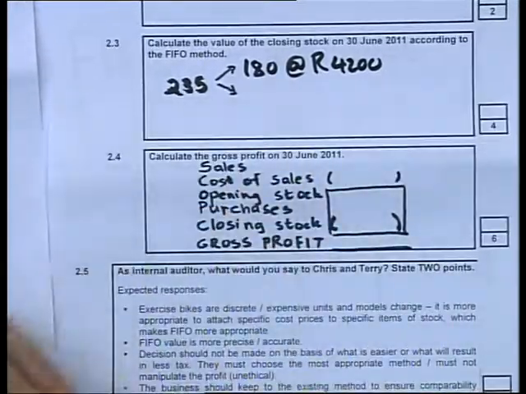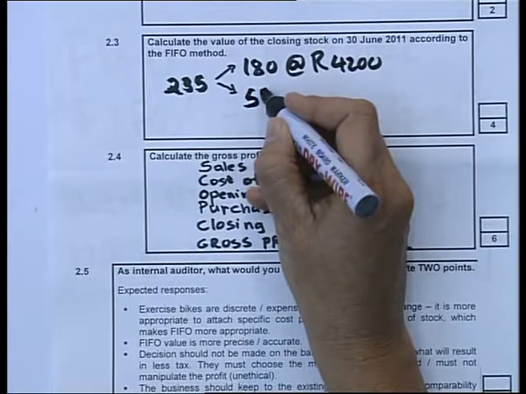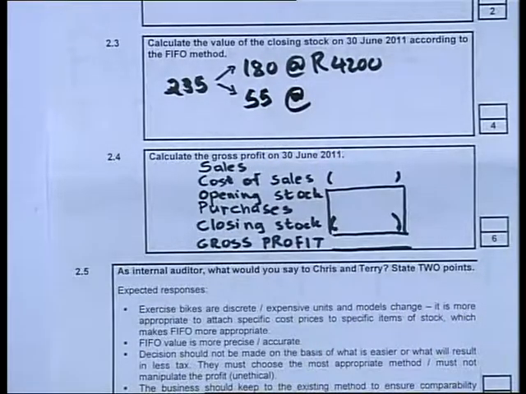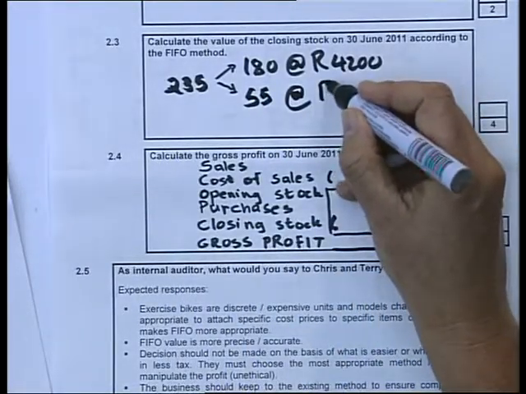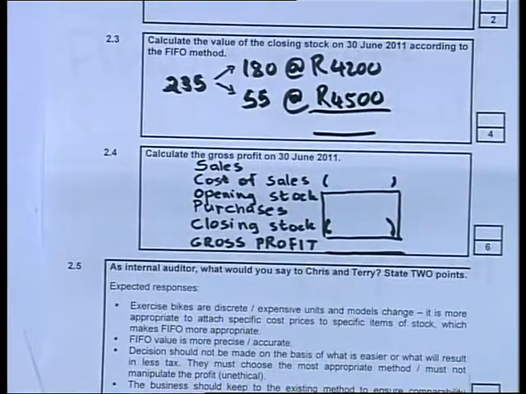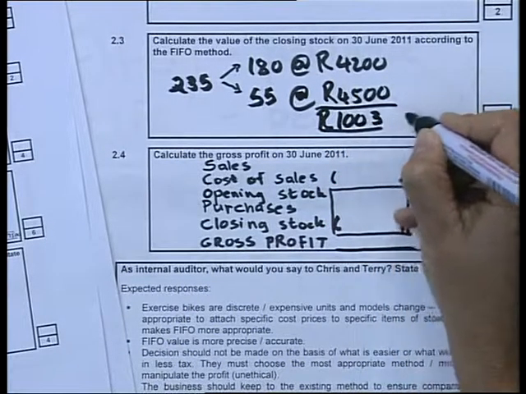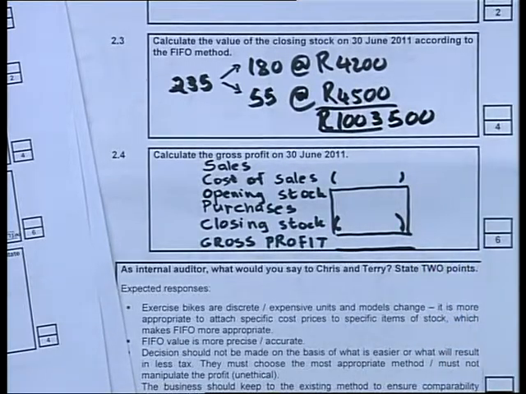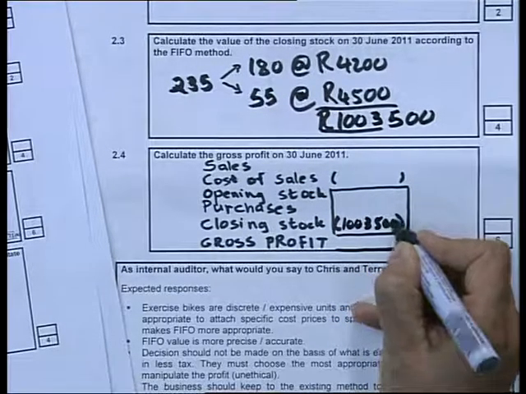So you say 235 minus 180, and then you will find you still have 55 units left. Okay, so at what value would that be? At the stock that you purchased second last. The stock that we purchased second last was at 4,500. Okay, so now we can calculate that. Sorry, I'm going very fast now, because next week we have to do weighted average. And that amount is then the amount that you can write in there, 1,003,500. I hope you can read that.